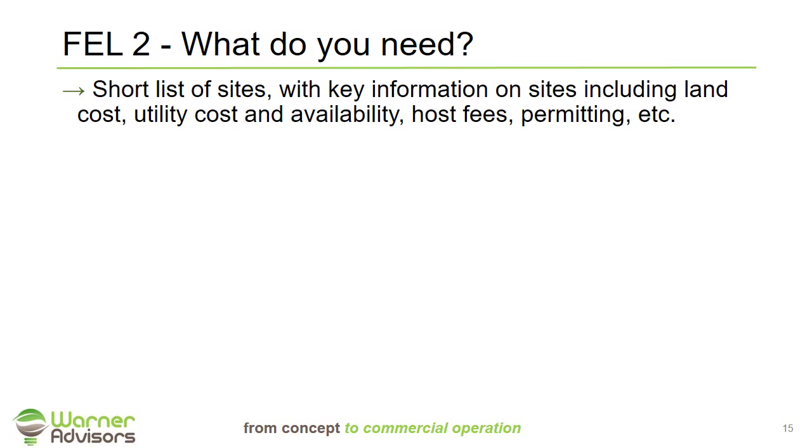So the first thing you're going to need as you move into FEL2, where FEL1 is very high level, is that FEL2 is going to have to start to look at what it's going to take to put your process on a specific piece of property. So the assumption is in FEL2, you're going to start looking at specific sites. You're going to need a short list of potential sites that you've dealt with different state or local agencies to identify, and you're going to have to know key information like how much the land is going to cost you, how much utilities are going to cost, and if they're available, whether you have a host that's going to charge you fees, and what permitting will look like.